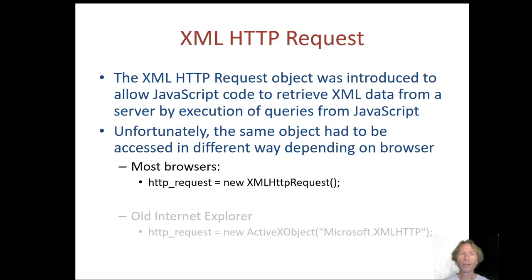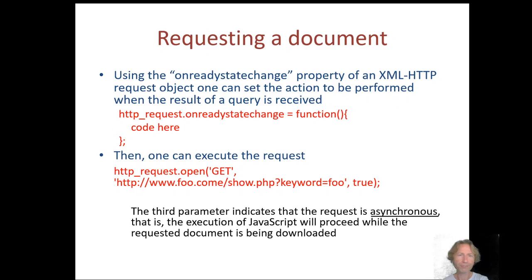So the XML HTTP request object was introduced to allow JavaScript to retrieve XML data from a server independently, by executing queries from JavaScript. Initially, this object had to be accessed in different ways depending on your browser, because Microsoft decided to do things differently from other browsers. Most browsers would simply use the XML HTTP request object, but the old Internet Explorer had something else. We don't want to talk about this anymore. ActiveX objects are dead. Fortunately, this is no longer an issue, but you still find this code on many web pages, as we shall see in a minute.